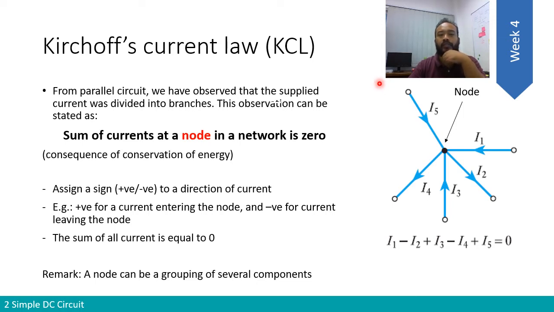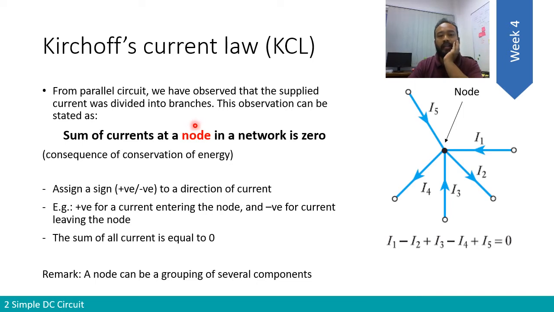So the first one is Kirchoff's current law. What we saw last week in parallel circuits is that as we supply current to a network of resistances, the current will separate into the branches that exist in that circuit. For example, if we have a current supply coming from one branch, and then the branch separates into three branches, the current coming from the supply will be separated into three parts, and will go into the three branches of the output, right?